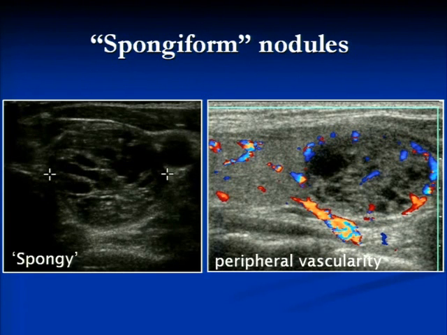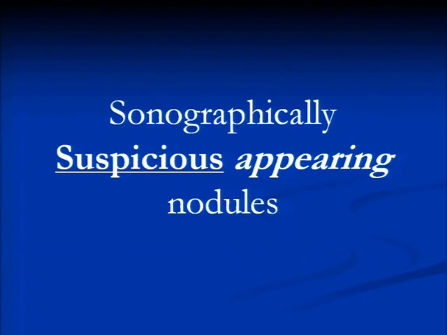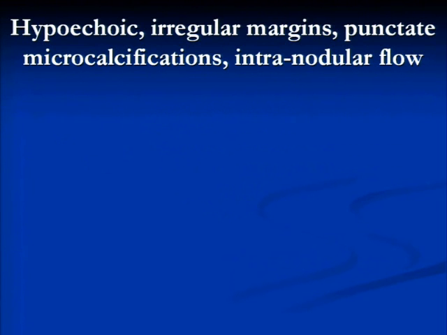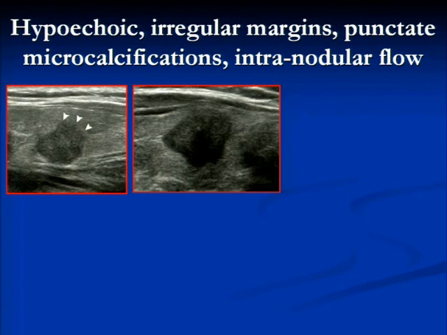Similarly, what we call spongy lesions. These spongiform or spongy lesions, sometimes they can be difficult to distinguish from a solid lesion with multiple cysts, but oftentimes you'll see this characteristic sponge-like appearance. This is a benign characteristic, and these nodules tend to be benign, especially when they're also characterized by peripheral vascularity. Now moving on to sonographically suspicious nodules. So these would be lesions that are hypoechoic, that have irregular margins, that have punctate microcalcifications, and intranodular flow.